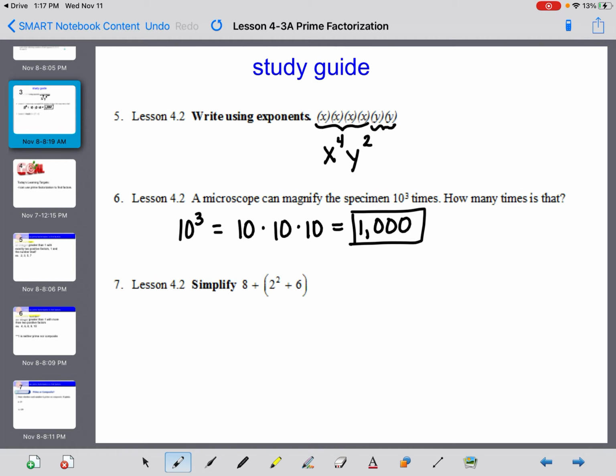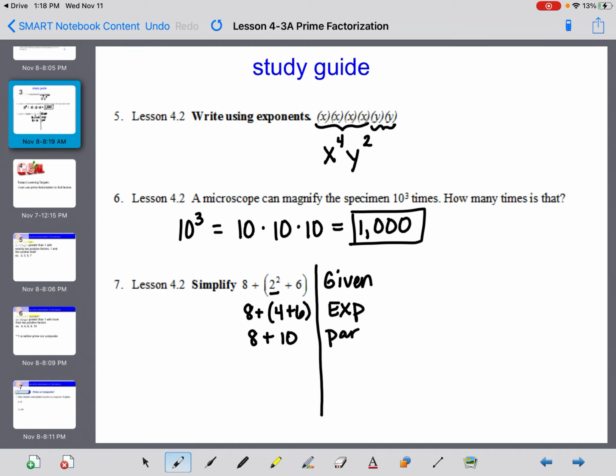Number 7: simplify 8 plus (2 to the 2nd power plus 6). The first thing I need to do is simplify the parentheses, my grouping. Inside the parentheses, I need to use the order of operations. So before I would add, I need to simplify the exponent. 2 squared is 4. The next step is 4 plus 6 because it's inside the parentheses. 8 plus 10 is the last step using my order of operations, and I get 18.